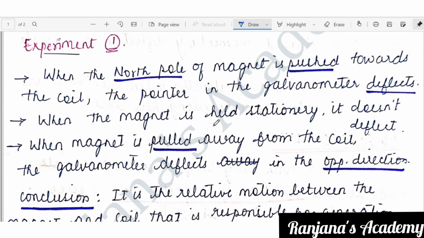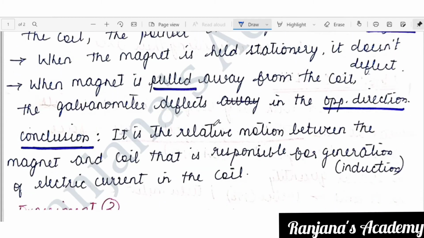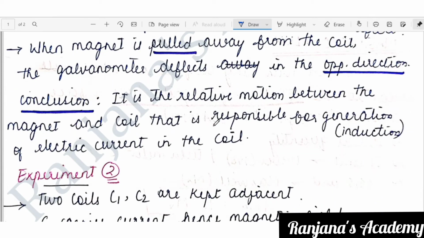Now I have taken the magnet closer, and now I'm going to take it apart. Now what happens? The galvanometer will still deflect, but in the opposite direction. So when the bar magnet is pulled away from the coil, the galvanometer deflects in the opposite direction. What can you conclude from experiment 1? It is the relative motion, an important term, between the magnet and the coil that is responsible for the generation of electric current in the coil.